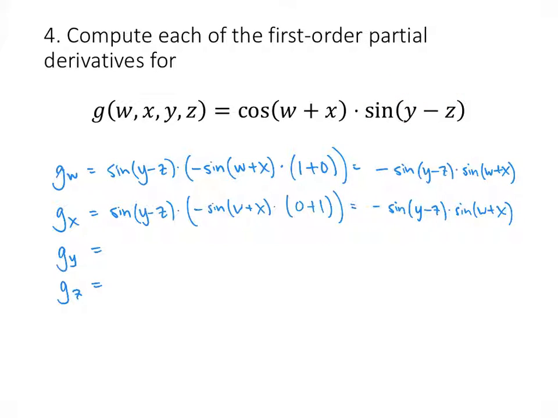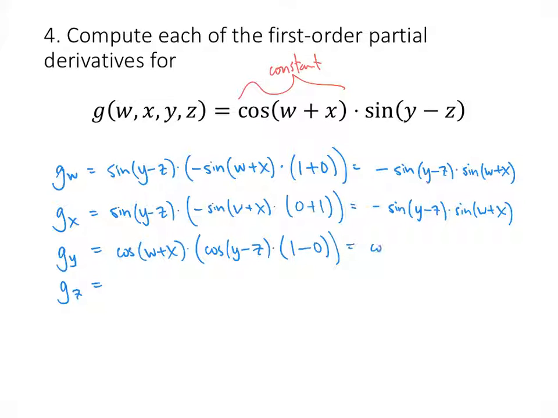Now we're going to take the partial derivative with respect to y. And now the sine of y minus z is no longer going to be a constant. However, the cosine of w plus x is going to be a constant because it doesn't have any y's in it. So when we take our derivative, the cosine of w plus x is going to stick around because it's a constant multiple. And the derivative of the sine of anything is the cosine of that thing times the derivative of the thing inside, again using the chain rule. So we end up with cosine of w plus x multiplied by the cosine of y minus z.